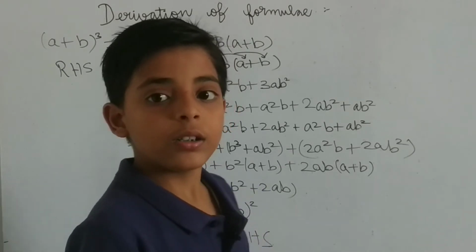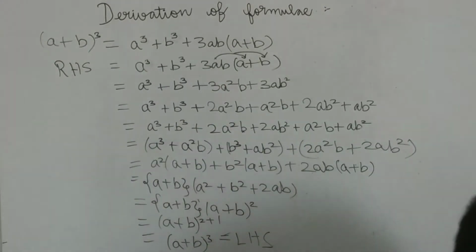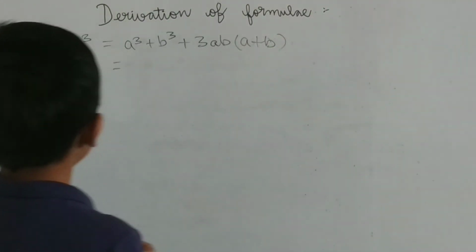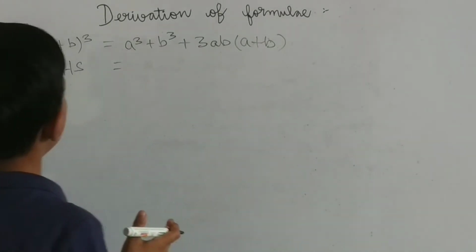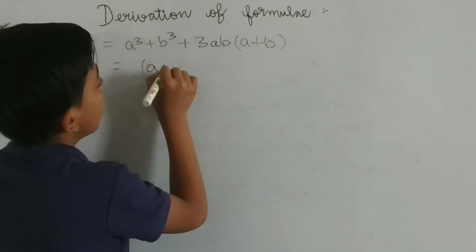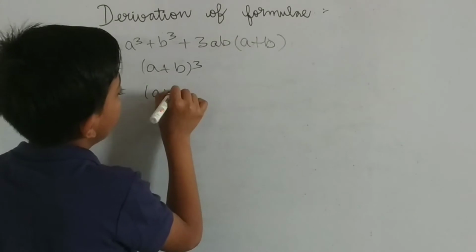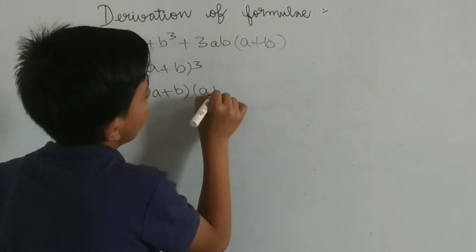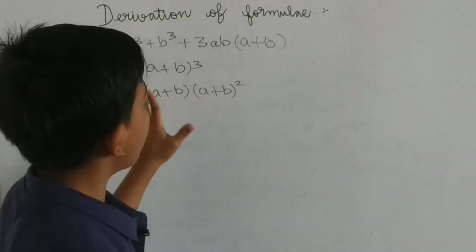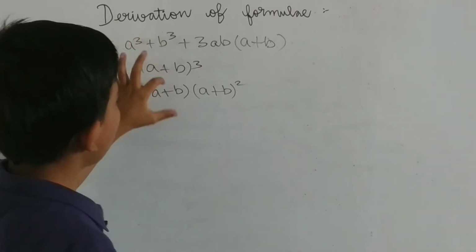Now we will prove this by taking the LHS. So I am just going to erase it. So we are going to prove this from the LHS. What is the LHS? It's (a + b) whole cube. Now it can be written as (a + b) multiplied by (a + b) whole square, because the base is same, so the power will add, then we will get (a + b) whole cube, so we can write it as this.